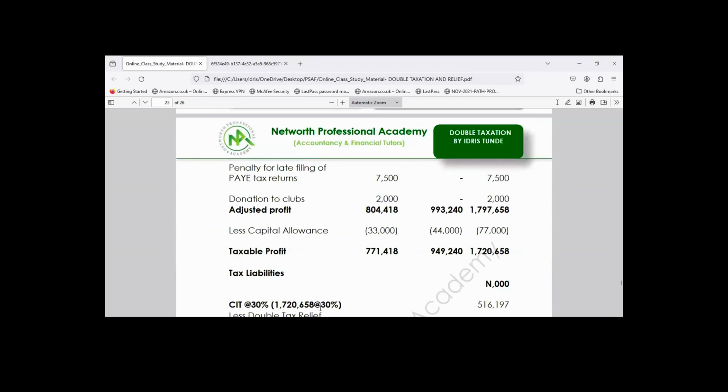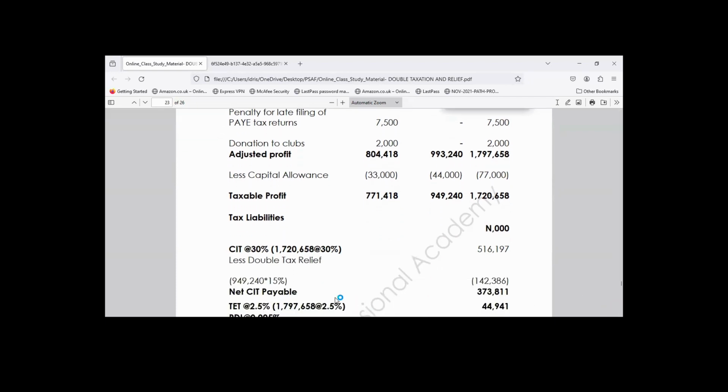That is the reason why I used 30%. In the last question, the turnover is less than 100 million, so I used what rate? 20%. But in this question, the turnover is more than 100 million, so I'm going to use 30%. My 30% of taxable profit is going to give me 516,197. I will now do the double taxation relief.